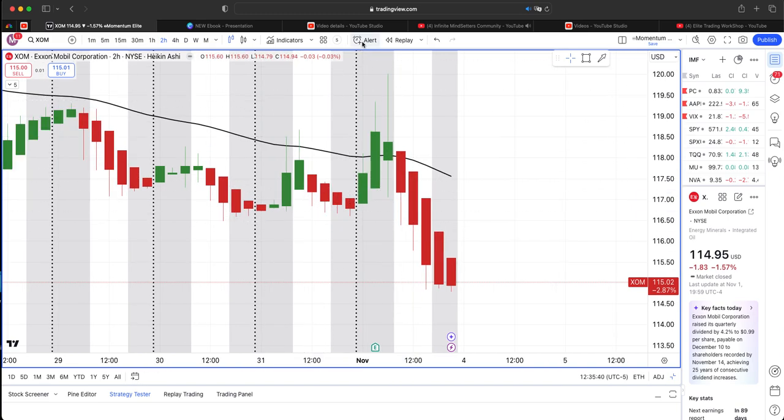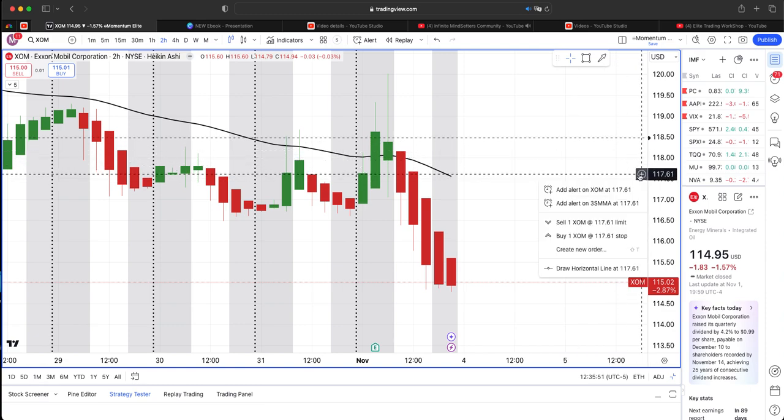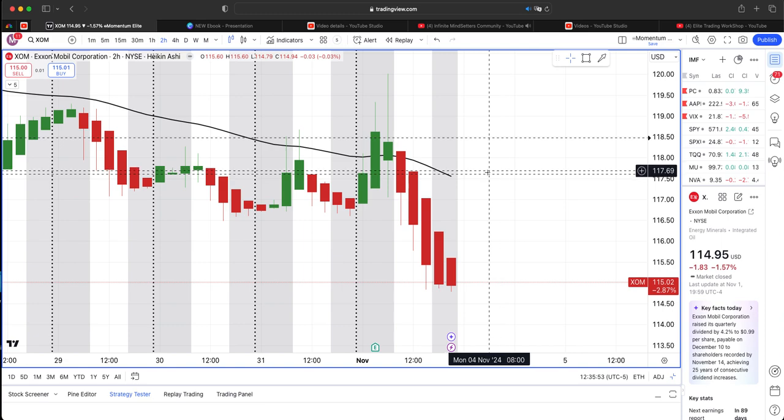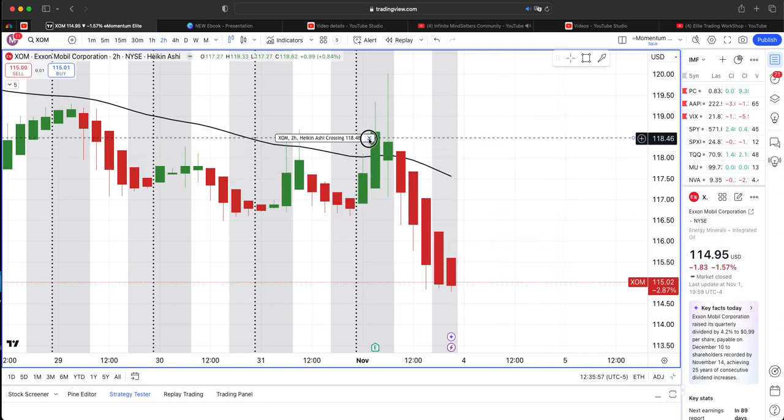So we have where we could put alerts. You can also put alerts right here. You see this cross dotted line going back and forth right here. You could press this plus sign. You could add an alert. You could add alerts here. You could also delete them.